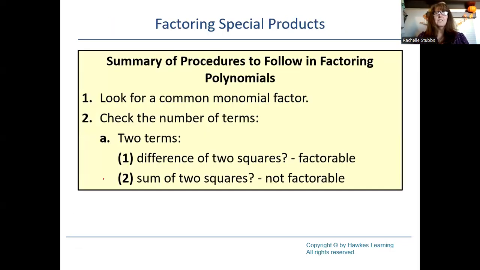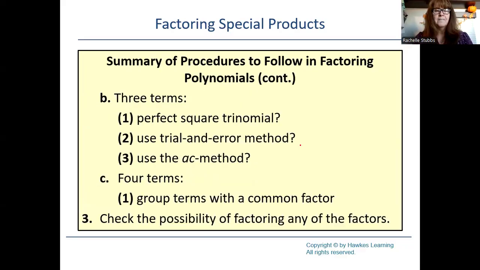All right, so here's our summary of procedures to follow in factoring polynomials. Look for a common monomial factor, GCF. Check the number of terms. If it's 2 terms, see if it's the difference of 2 squares. If it's the sum of two squares, it's not factorable. But if it's the difference of two squares, it most likely is factorable.